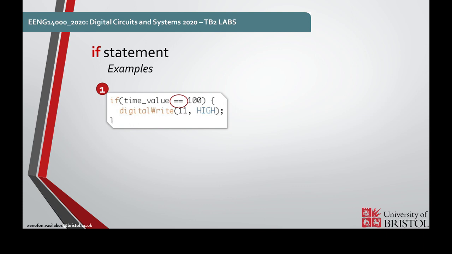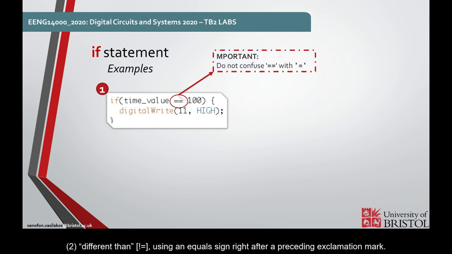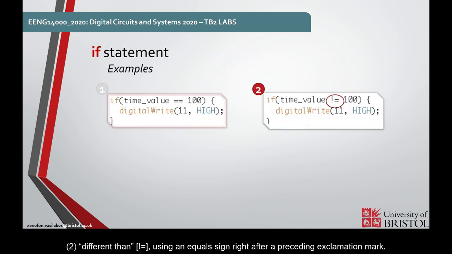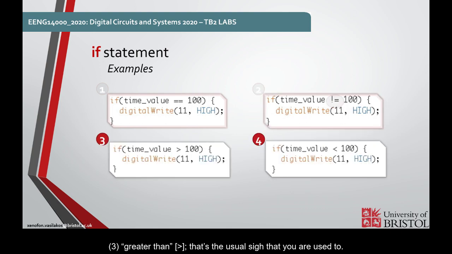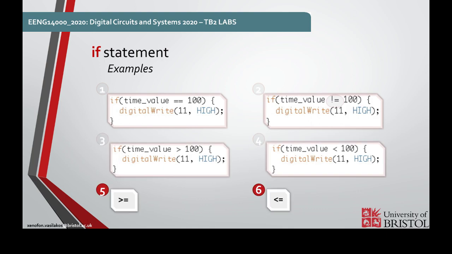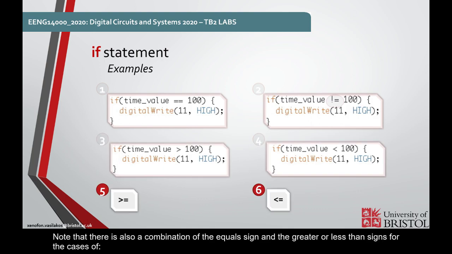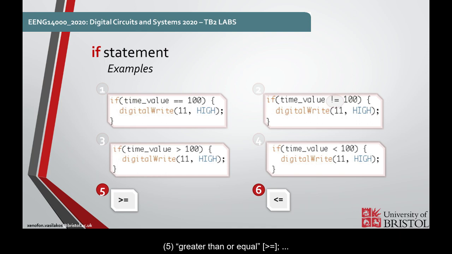The second one is different than, using an equal sign right after a preceding exclamation mark. The third one is greater than. That's the usual sign that you're used to. The fourth one is less than. Again, the way that you know it. Note that there is also a combination of the equal sign and the greater or less than signs for the cases of 5, greater than or equal, and 6, less than or equal.